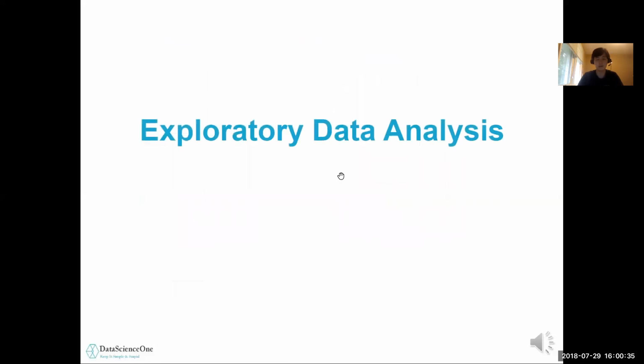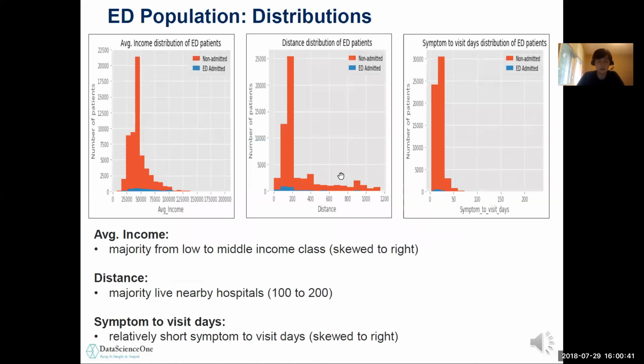So now let's talk about the exploratory data analysis of our data set. First, here is the ED population distribution for continuous measures, such as average income, distance, and symptom to visit days. First, in terms of average income, the majority of patients seem to come from the low to middle income classes. And note that in the non-admitted patients, the distribution is extremely skewed to the right.